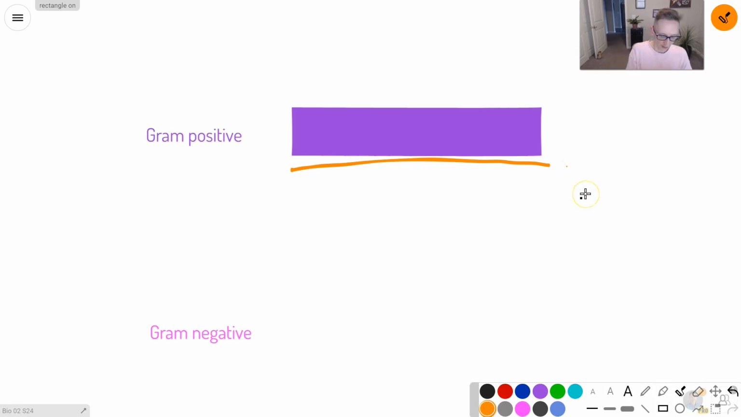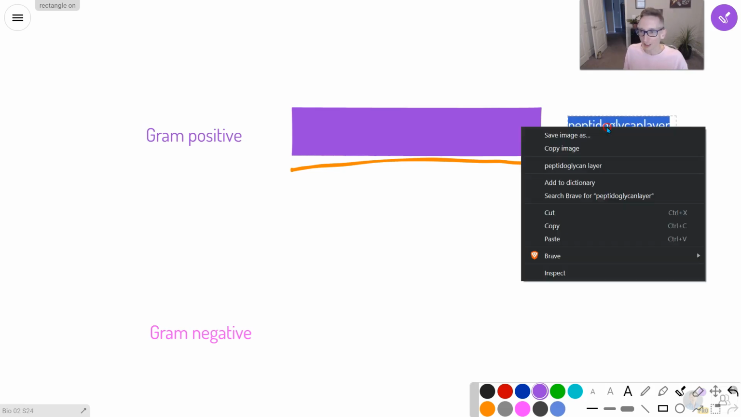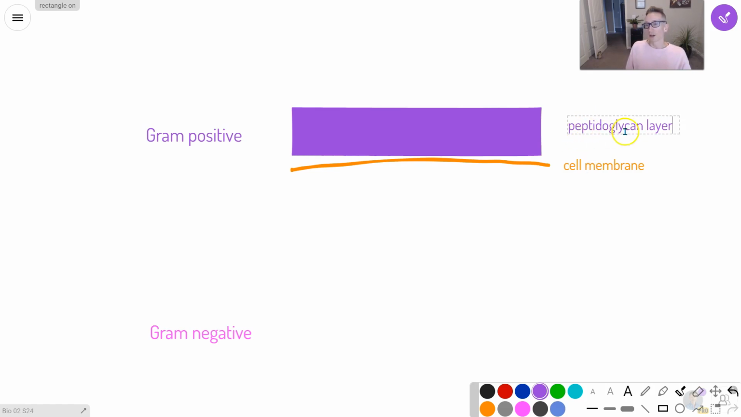So they will have a cell membrane, and then a peptidoglycan layer. So peptidoglycan, it is a peptide and a carbohydrate. That's what that is. Okay, so those are gram-positive. You add a crystal dye to them, it sticks to the peptidoglycan layer, so they will look purple when dyed. Not that kind of dye, dyed.